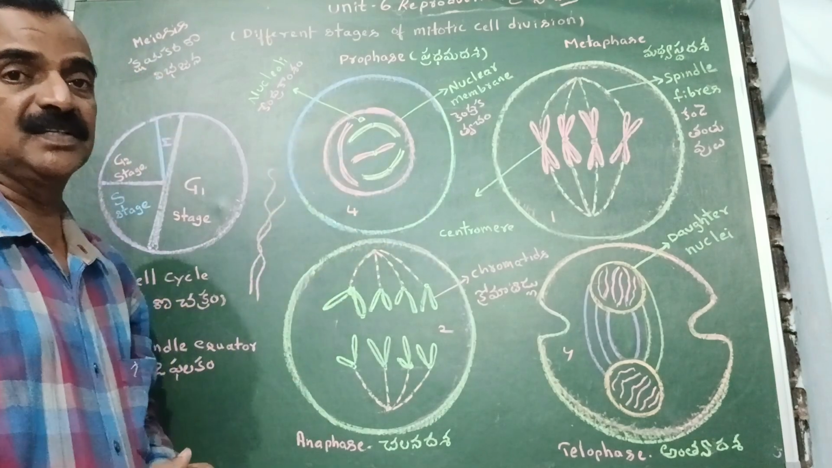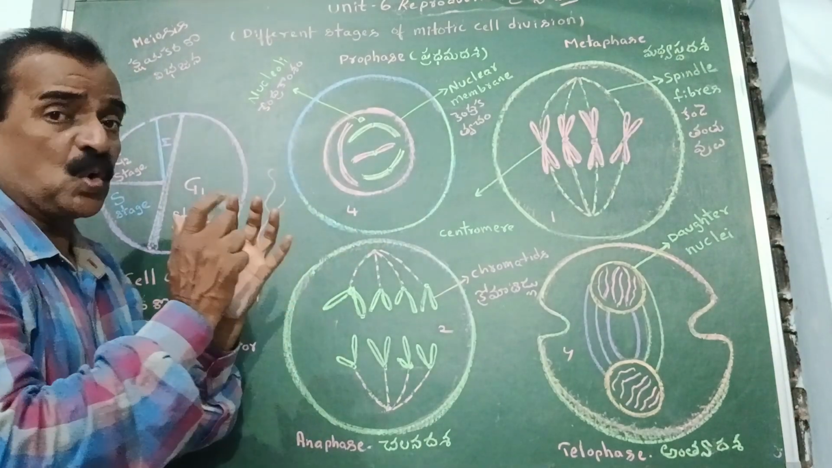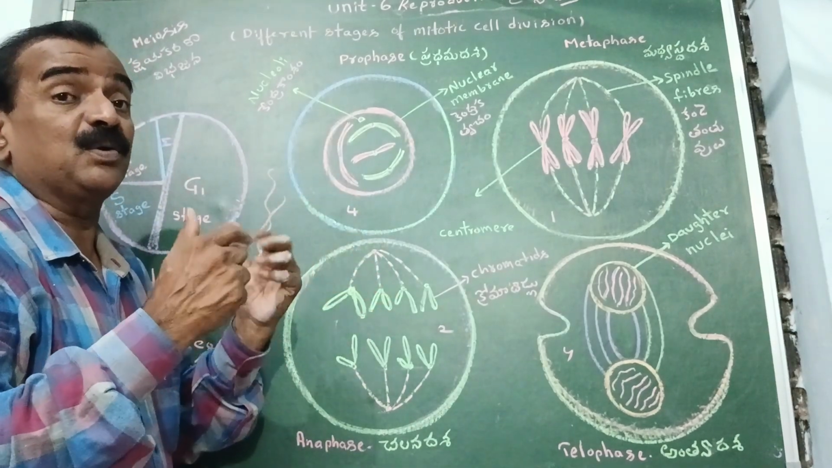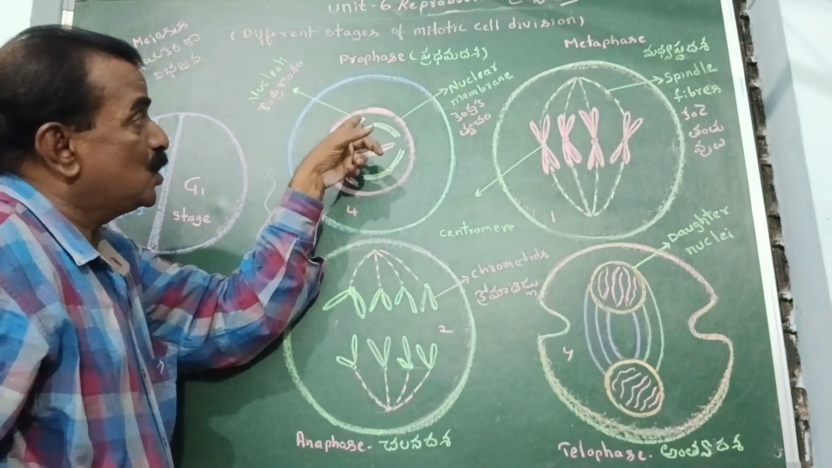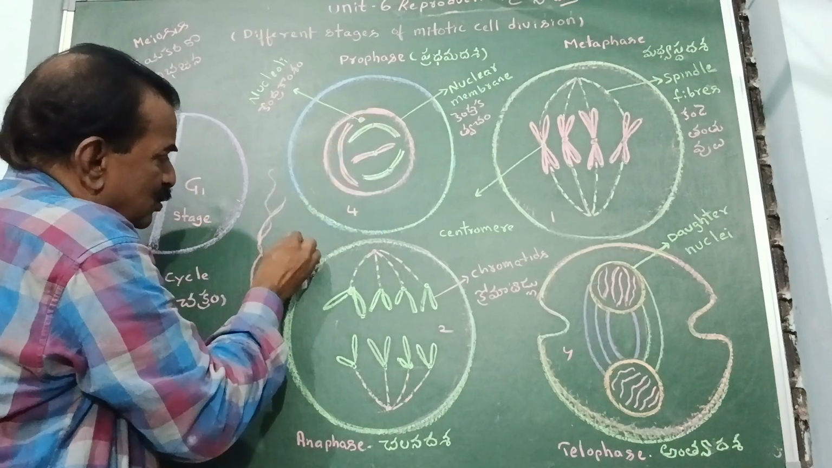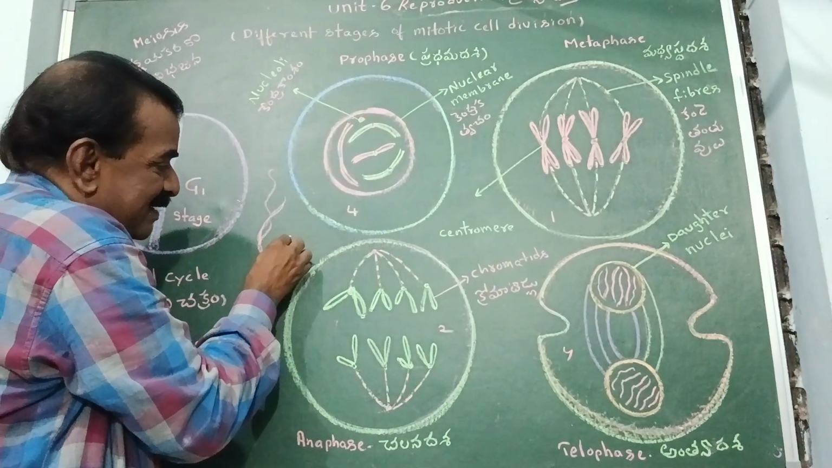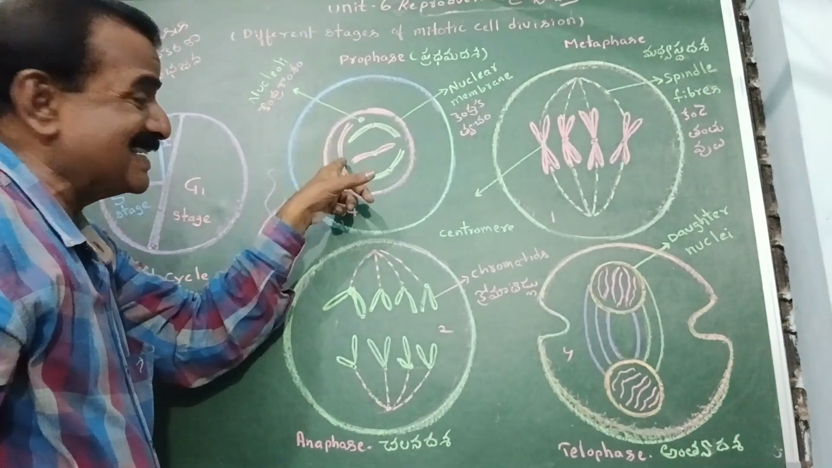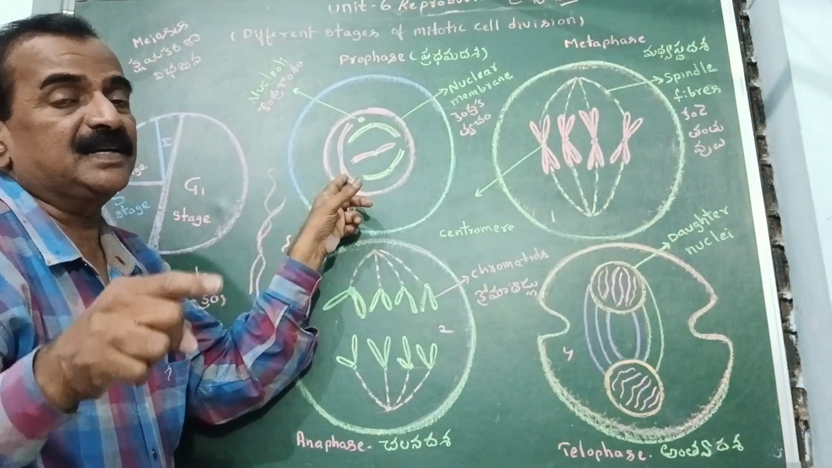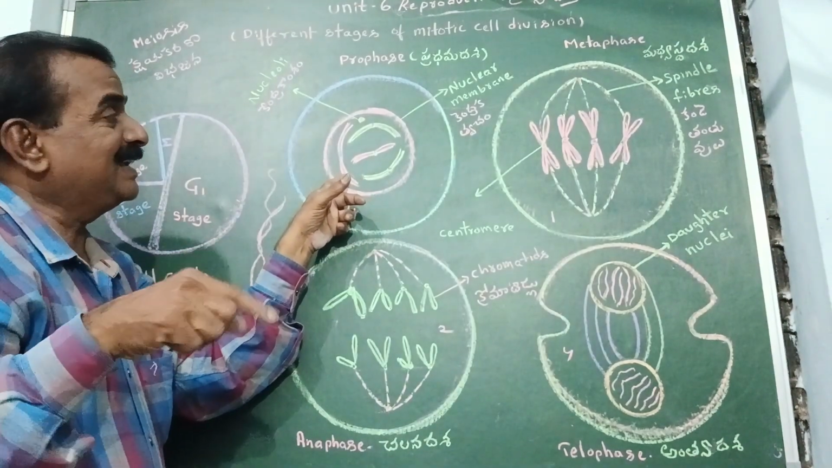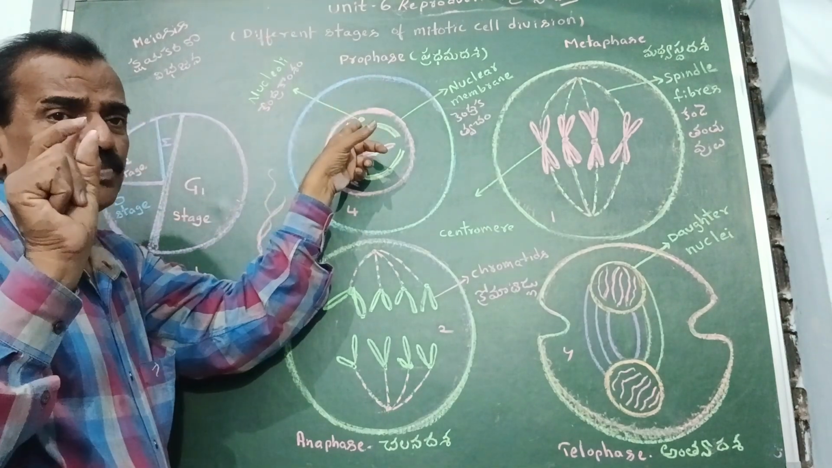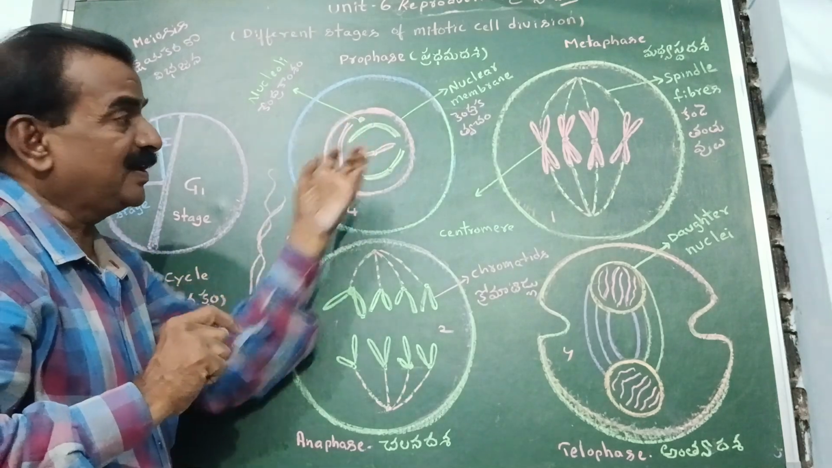So in prophase, what changes take place? Page number 136. Chromosomes condense, get coiled, become visible even in the light microscope, and nucleoli become smaller. This is the nucleolus, and it becomes smaller. The long chromosomes become condensed, coiled, and visible. So these are condensed chromosomes, and they are visible chromosomes. That is the first line you need to write for prophase.